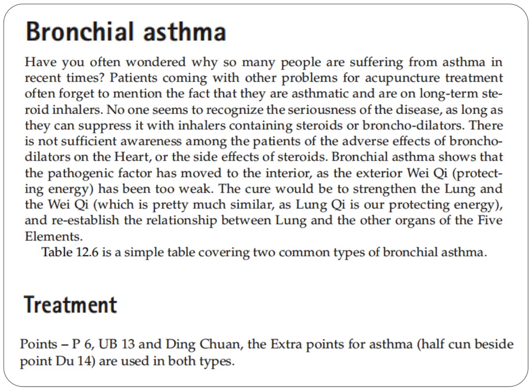So we have a simple table covering two types of bronchial asthma, which we shall show later. So treatment, the points are pericardium 6, bladder 13, and Dingchuan, the extra points for asthma, located half a cun beside Du 14. These are used in both types.